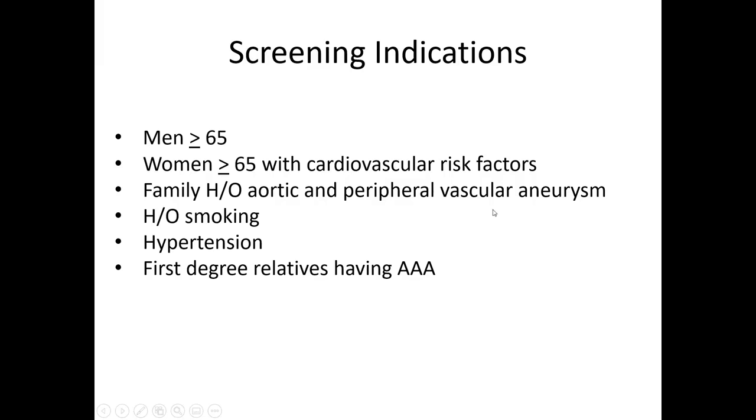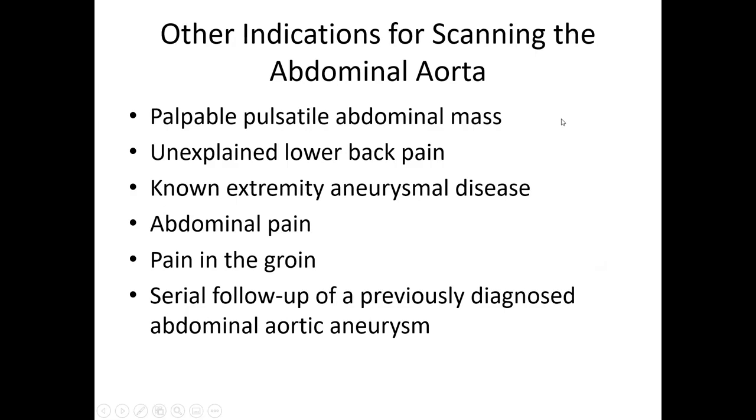Screen indications: men over 65, female over 65 with cardiovascular risk factors, family history of aortic and peripheral aneurysmal disease, history of smoking, hypertension, of course, first-degree relatives, as just mentioned earlier. Other indications that are not part of the regular one would be somebody who comes to the outpatient clinic or the ER with a pulsatile abdominal mass. I have an interesting case that I will be showing towards the end of the presentation.